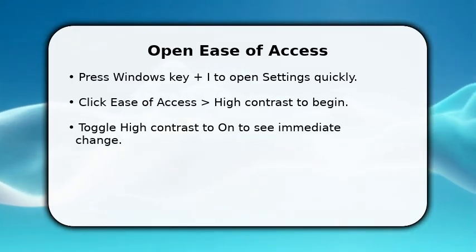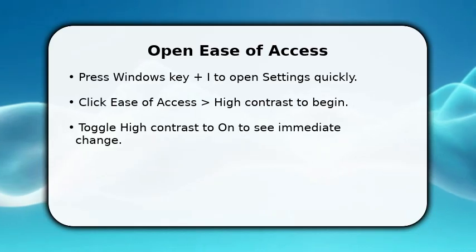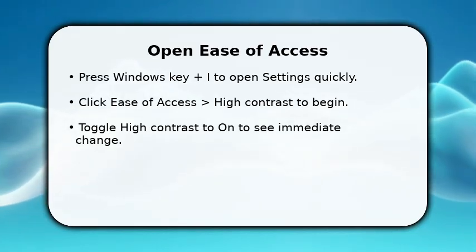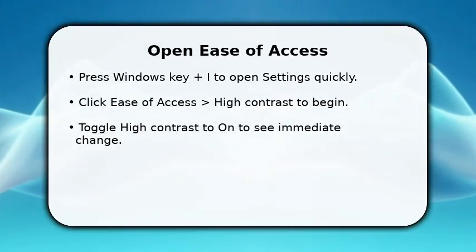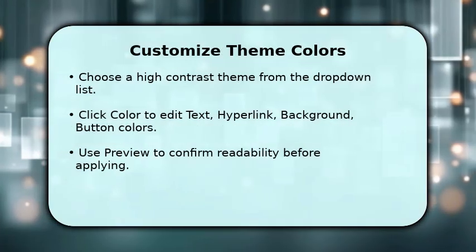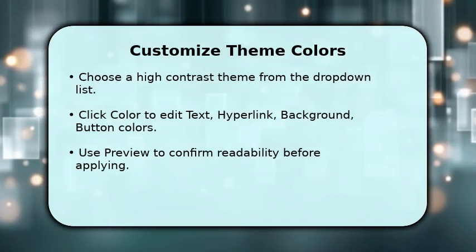Once done, choose from the theme drop-down to preview options. Make sure to keep a focused window visible while testing so you see how text and background interact in real time. Now you customize the theme colors to improve legibility.